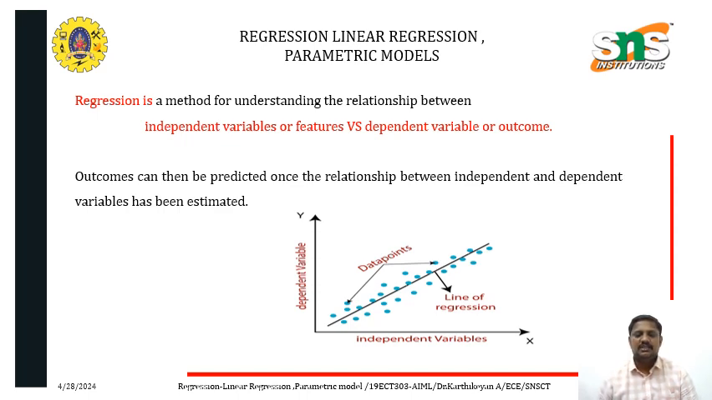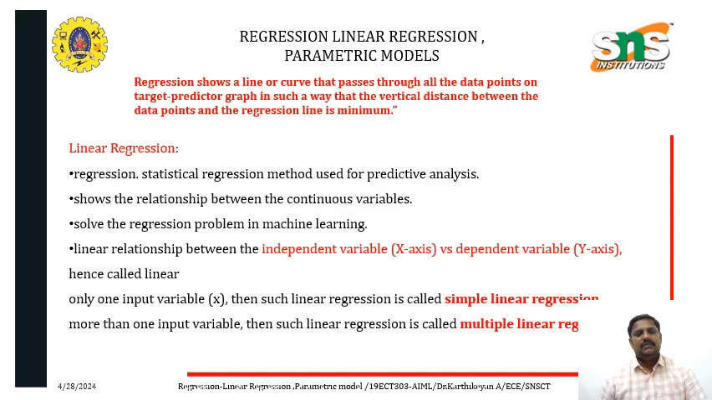Both values are dotted here; those are the data points. In that, a linear line of regression will be available. This regression line would be very useful. Mainly, linear regression is a line or curve that passes through all the data points on the target-predictor graph in such a way that the vertical distance between the data points and the regression line has the minimum value. Then the regression is satisfied.